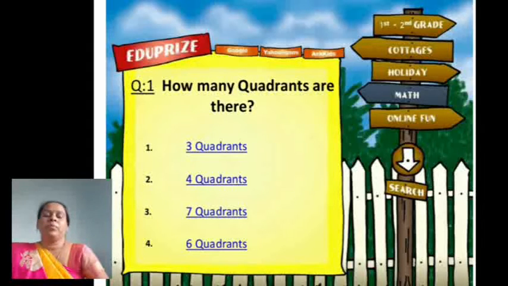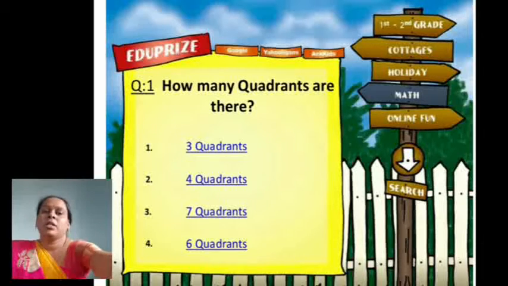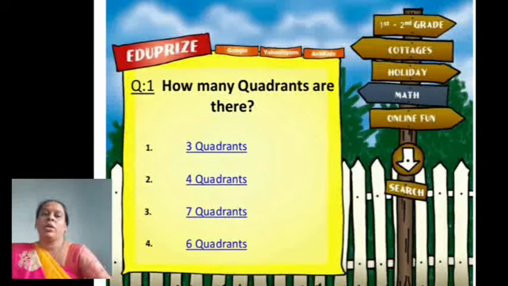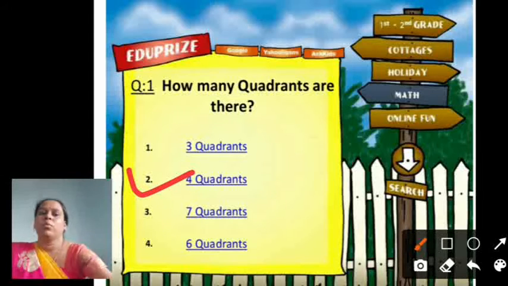And this quadrant means these two axes, x-axis and y-axis, divide the plane into 4 parts. Those 4 parts are called the quadrants. And if you see the last figure, how many quadrants are there? Observe this. Both the axes divide the plane into 4 parts, and those 4 parts are called the quadrants. The number of quadrants is 4. 4 quadrants are formed by the two axes, x-axis and y-axis.